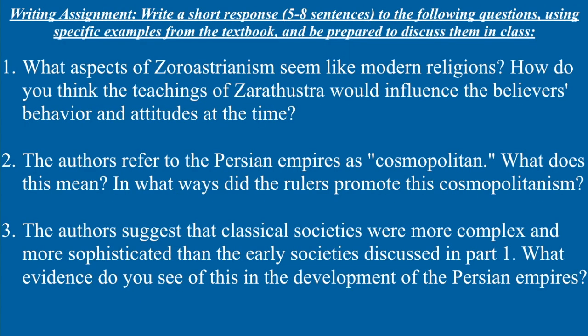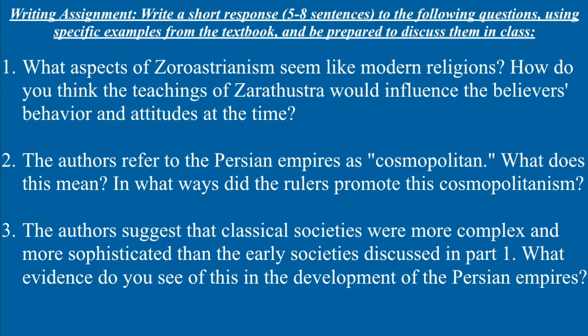Here's your writing assignment. Write a short response, 5 to 8 sentences, to the following questions using specific examples from the textbook and be prepared to discuss them in class. Number 1. What aspects of Zoroastrianism seem like modern religions? How do you think the teachings of Zarathustra would influence the believers' behaviors and attitudes at the time? Number 2. The authors refer to the Persian empires as cosmopolitan. What does this mean? I would Google that. And then, in what ways did rulers promote this cosmopolitanism? How did the rulers support the cosmopolitan nature of the Persian Empire? And finally, the author suggests that classical societies were more complex and more sophisticated than the early societies discussed in Part 1. What evidence do you see of this in the development of the Persian empires?